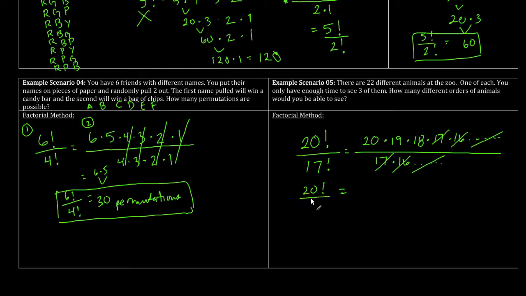So it's really 22 factorial over 19 factorial. I'm not going to do that. I mean, I guess I could, but y'all can do that, and then find the answer, and that's how many permutations. All right. Thank you.